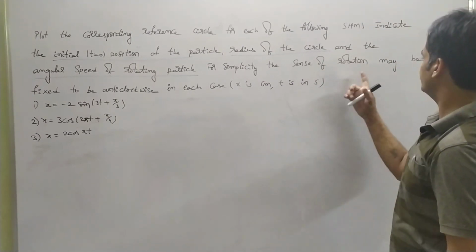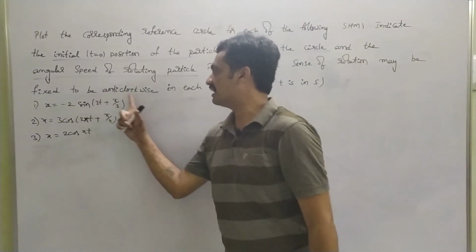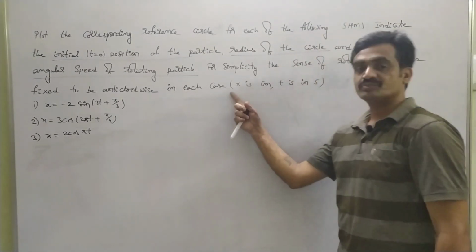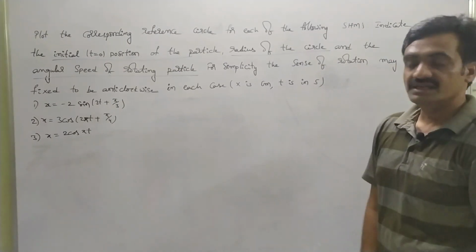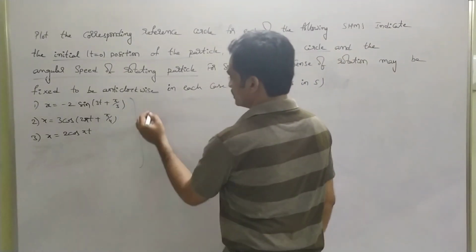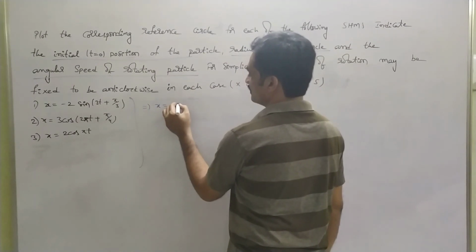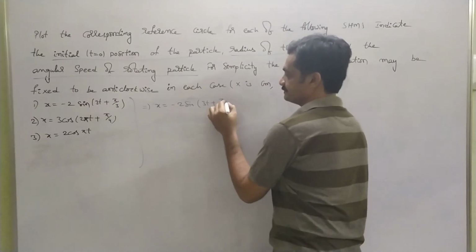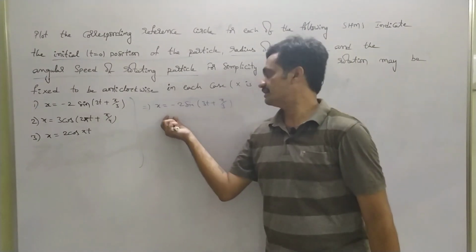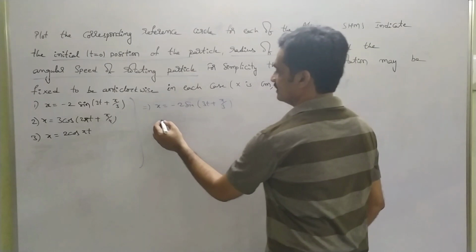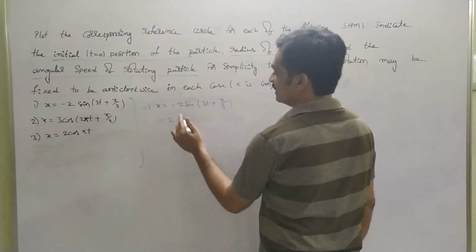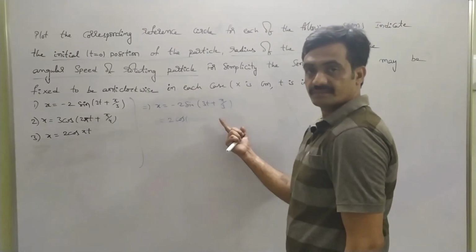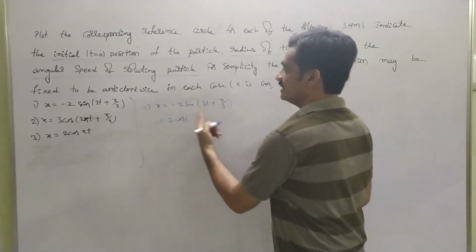For simplicity, it is given that the particle is rotating in anti-clockwise direction. All the particles are rotating in anti-clockwise direction, whereas displacement is in centimeter and time is in seconds. Let us observe the first equation, x equals minus 2 sin (3t plus pi by 3). Since the minus sign is there, we write it inside, so in place of sin I am going to write 2 cos (90 plus theta). 90 plus theta is nothing but minus sin theta.